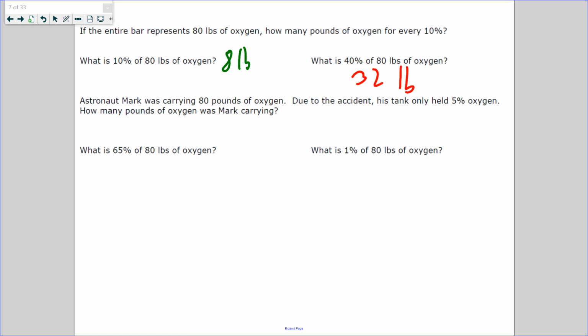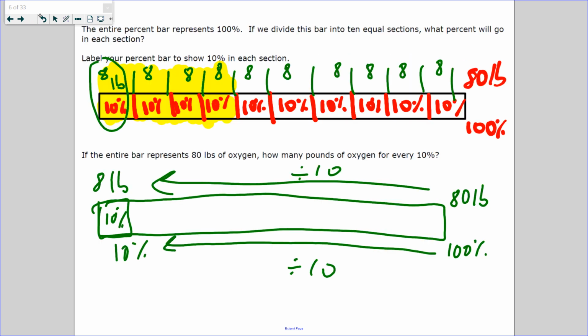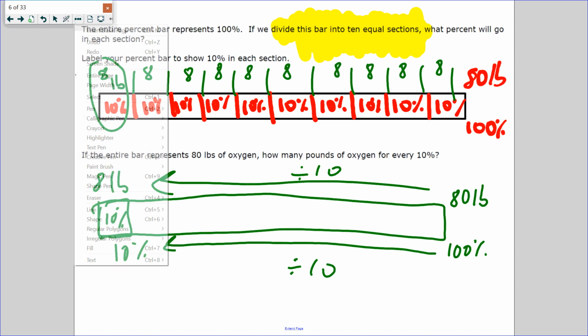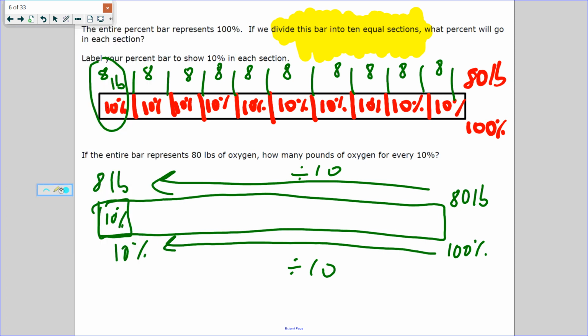Now, astronaut Mark was carrying 80 pounds, but you saw what happened. His space mask started leaking and then went down to 5% oxygen. What would that be? I'm going to take away this highlighter that I used previously and show you 5%. I'll use a different one. So this represents 5% right here.